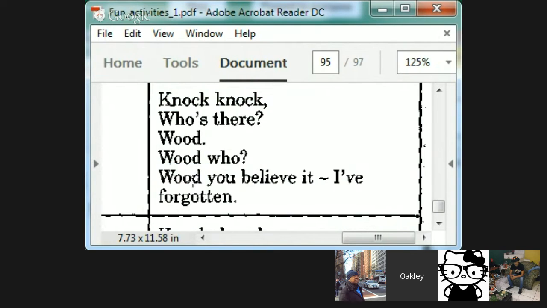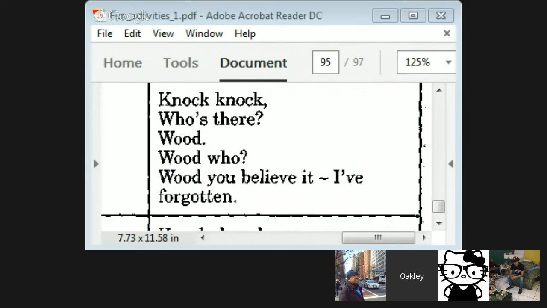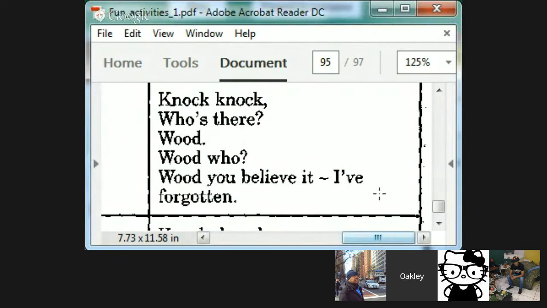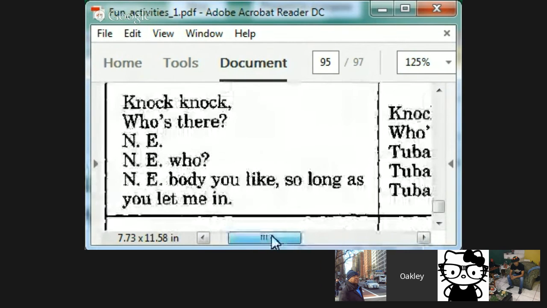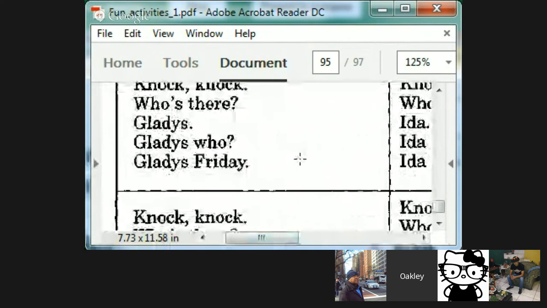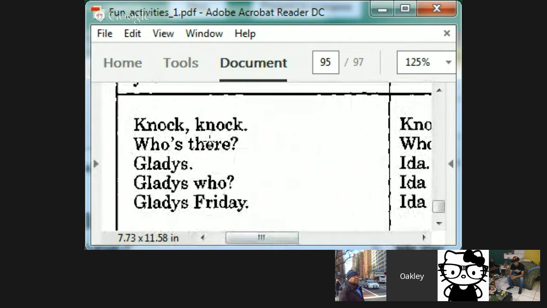Okay. All right. In this case, wood and wood sound exactly the same in English. Wood and wood sound precisely the same. There's no difference at all in how those are pronounced. Oh my goodness, there's so many of these.